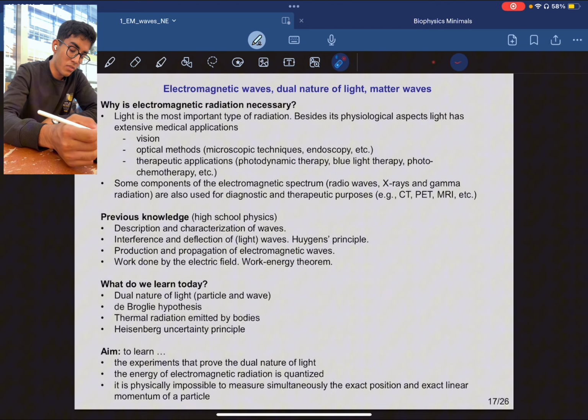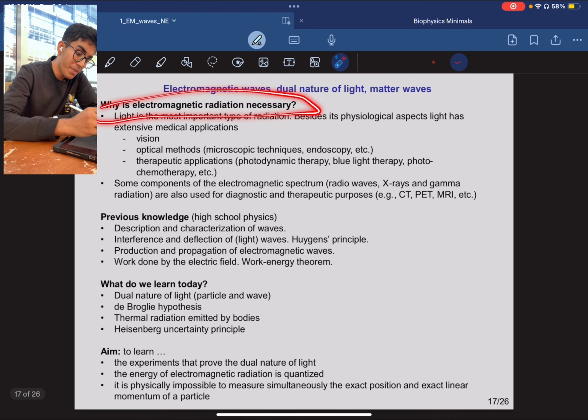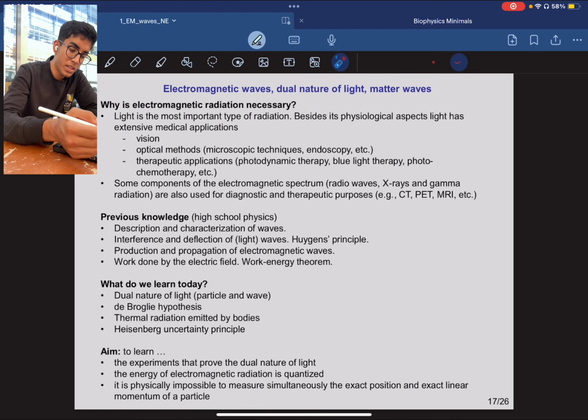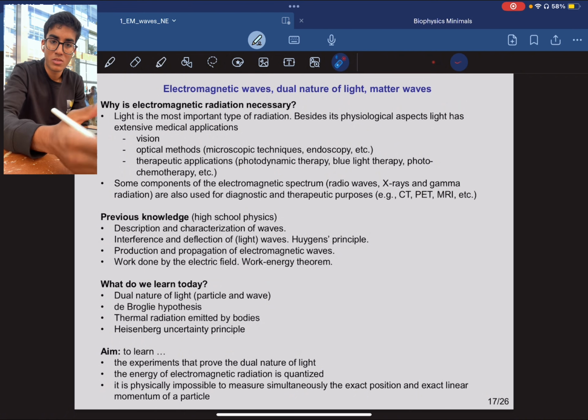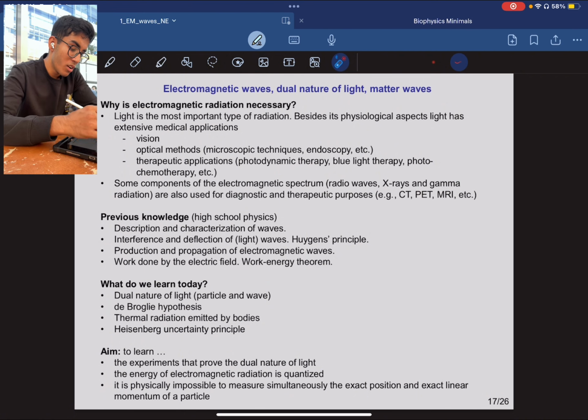Electromagnetic waves, the nature of light, matter waves. Now, why is electromagnetic radiation excellent? Light is the most common type of radiation. This is very surface level knowledge. It says that you need electromagnetic waves to see. That's so obvious. Optical methods, therapeutic applications, yes, blue light therapy.